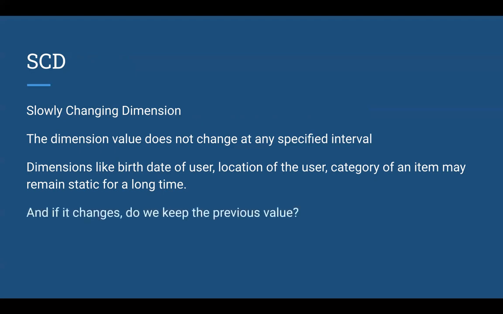For example, if there is a customer who has a certain location, the location of the customer may not change. But if the customer goes to a different city and updates his information on the platform, then the location changes. Again, there is no pattern for change. There is no way we can predict when the location is going to change. But if it changes, what do we do with the previous value?